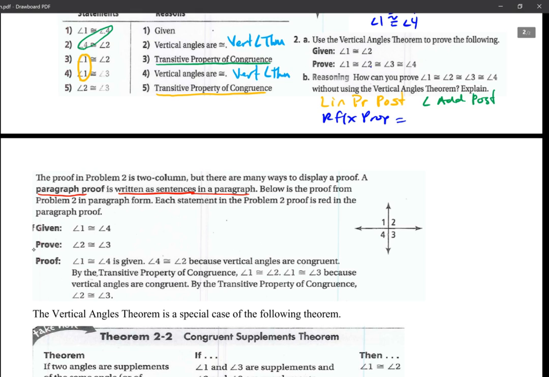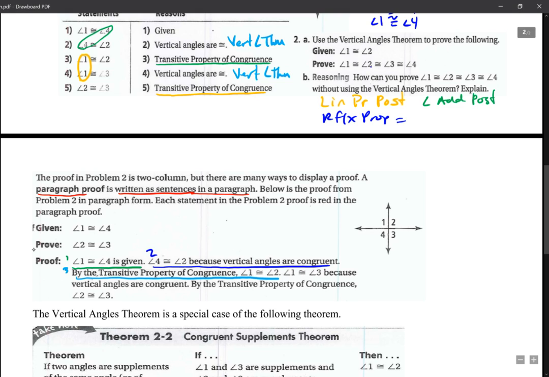This is the same proof from up above. So let's look here. It says angle 1 is congruent to angle 4 is given. That's step 1. And then if we look, step 2 just says angle 4 is congruent to angle 2 because vertical angles are congruent. Or we could say the vertical angles theorem. And then if we look, what does step 3 say? We're using the transitive property of congruence. So there's step 3. By the transitive property of congruence, there's our statement.